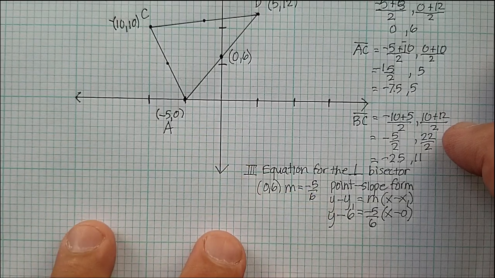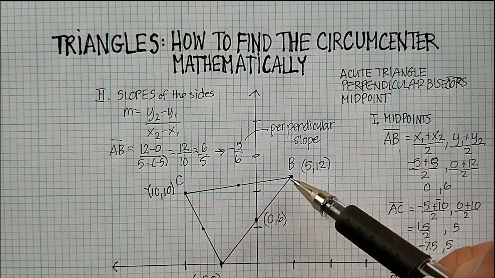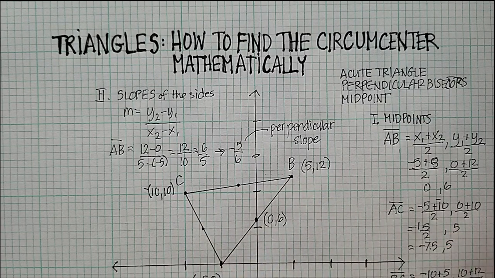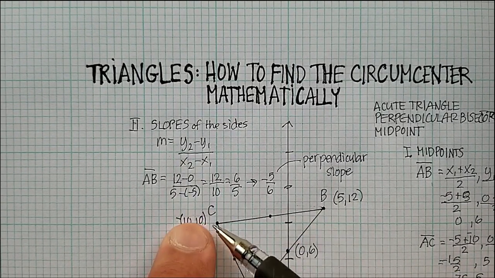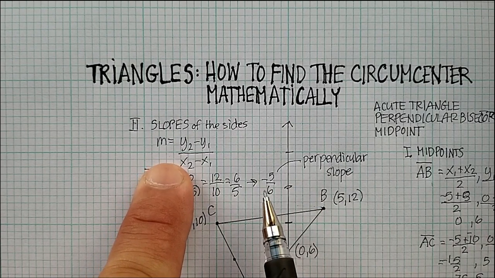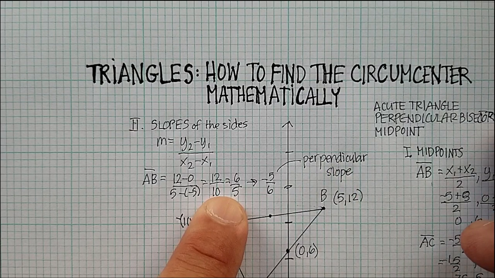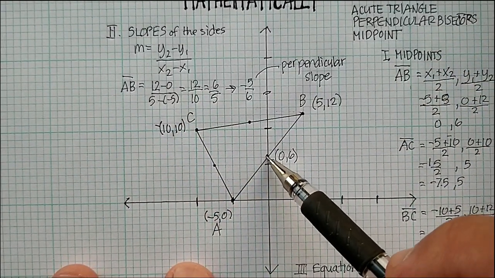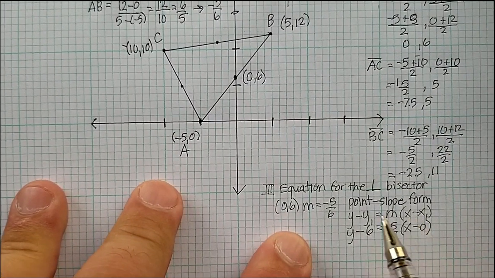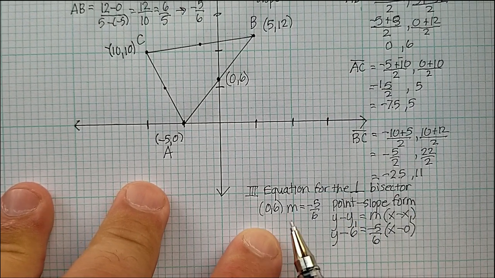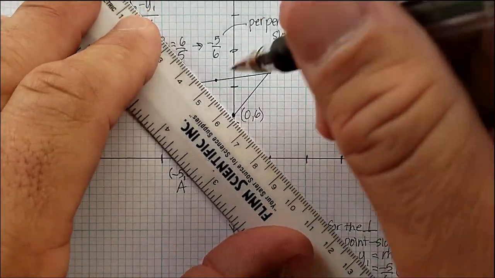So let me go through the steps again of how you find the circumcenter mathematically. Step one, find the midpoint of each one of the sides of your triangle. Once you have found that, step two, find the slopes of each one of the sides of your triangle, and then find the negative reciprocal of that slope, which will give you the perpendicular slope. Step three, now that you have a point and the slope, put that information into the point-slope form, and then go ahead and graph that equation, and you will get a line that looks basically like this.